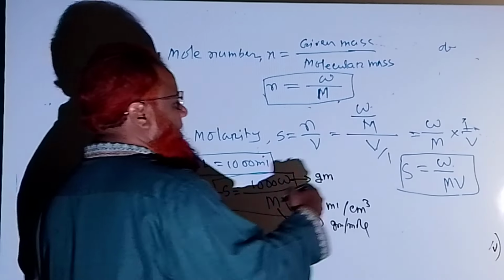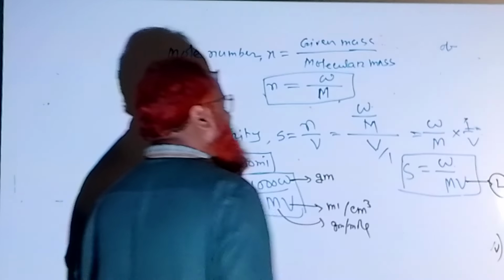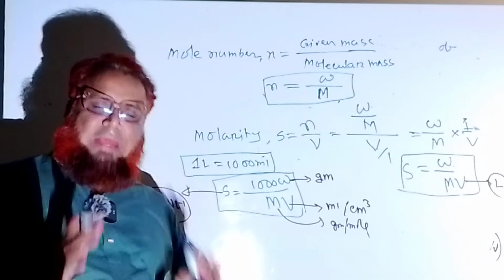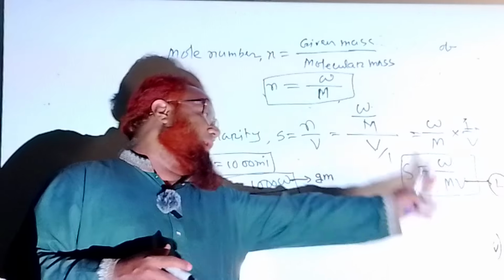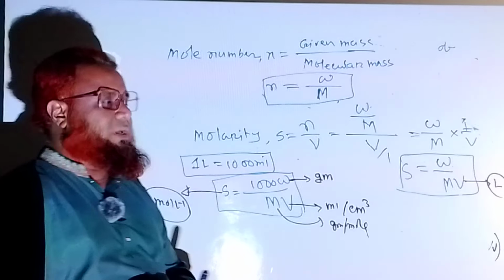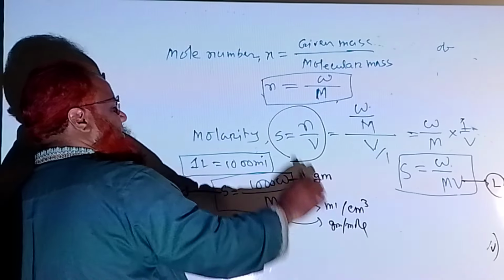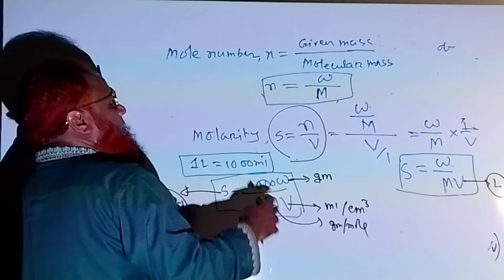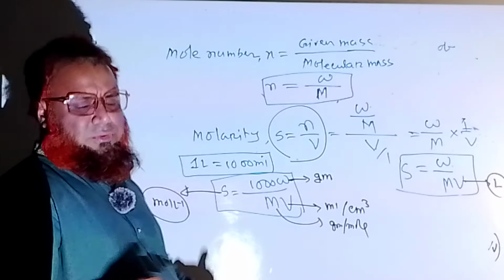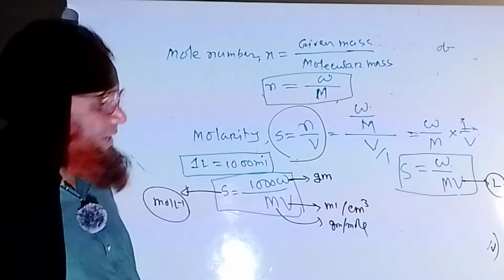This is okay, and here everything is the same, only volume is in liter. So between these two formulas there is no basic difference, same formula, but here volume is in liter, and here it is in ml or cubic centimeter. You can frequently use both of the formulas, and also S equal to N by V. From S equal to N by V, you can easily interconvert between molarity and mole number, whatever you need to find out. Okay, now we can go to the next step.